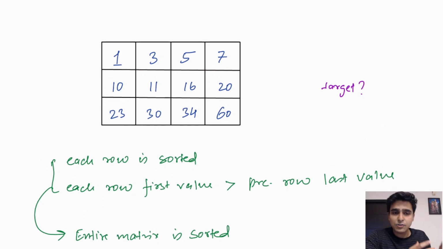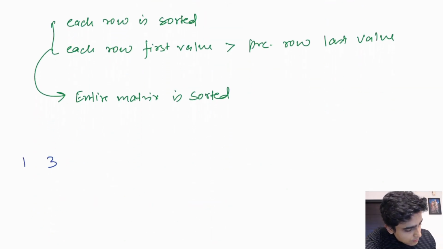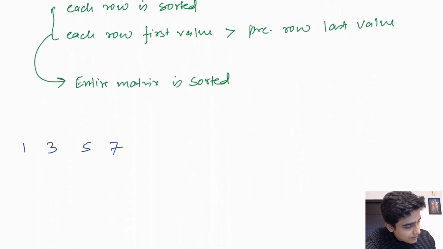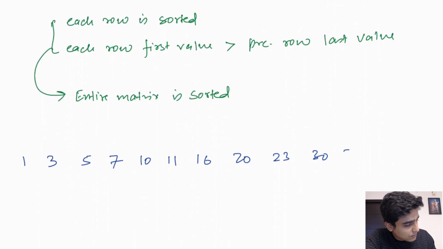But binary search works on a 1D array. Right? If we have a 1D array, we can directly do the binary search. But here, I can convert this matrix into a 1D array. Why? Because if you think about it, imagine it is only a 1D array. So let's write that 1D array. It will be like 1, 3, 5, 7, then 10, 11, 16, 20, 23, 30, 34 and 60. So actually this entire matrix is sorted and we can treat it as a 1D array.